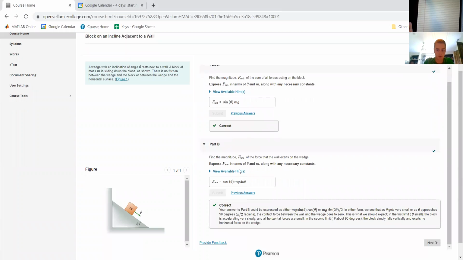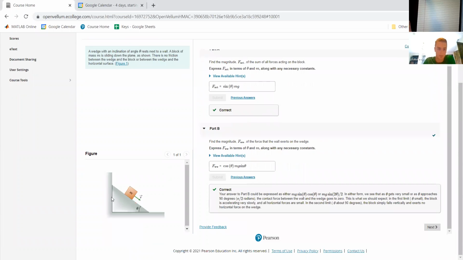So on this one, part B, we have a wedge with a mass m sliding down the wedge, and there's no friction involved. It's asking to find the magnitude FW of the force that the wall exerts on the wedge. I'm assuming it means the wall here and not including the floor. That force is going to be equal and opposite to the force of the wedge on the wall, which is going to be a result of mass m.